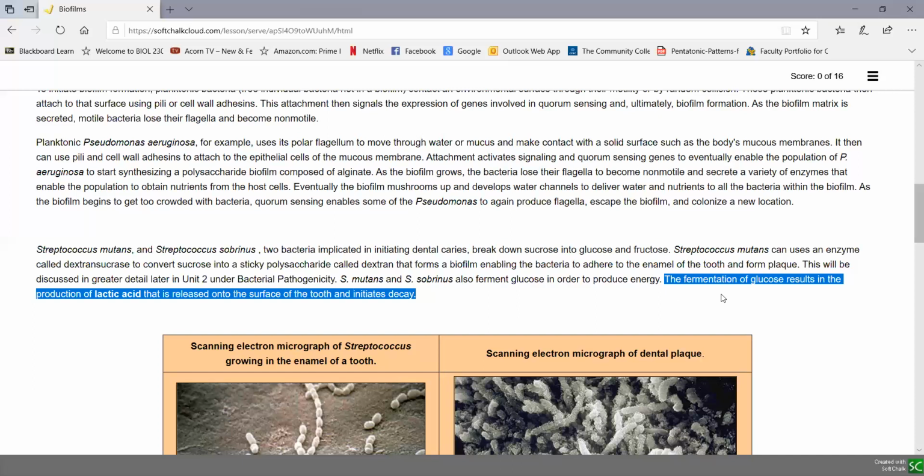And so now the lactic acid, the waste product of fermentation of glucose, is released onto the surface of the tooth, and the acid begins to decalcify the enamel of the tooth, eat a hole in the tooth, until eventually the bacteria can get down to the living part of the tooth, causing abscesses to form.